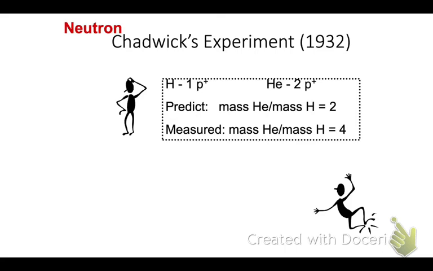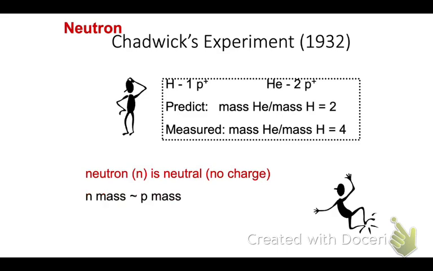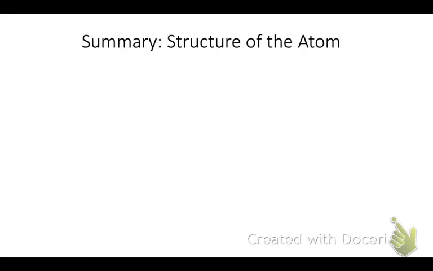The only way we can justify that at the time, knowing that helium has only 2 protons, is that there must be another particle in the nucleus that has significant mass and contributes to the overall mass of the atom. That particle is neutral, has no charge. That's why we called it a neutron, and it has almost equivalent mass to the proton.